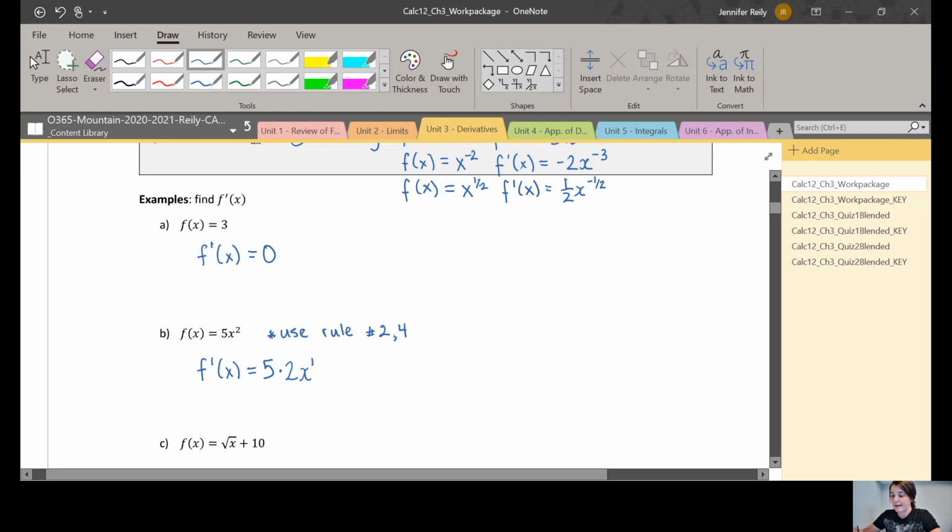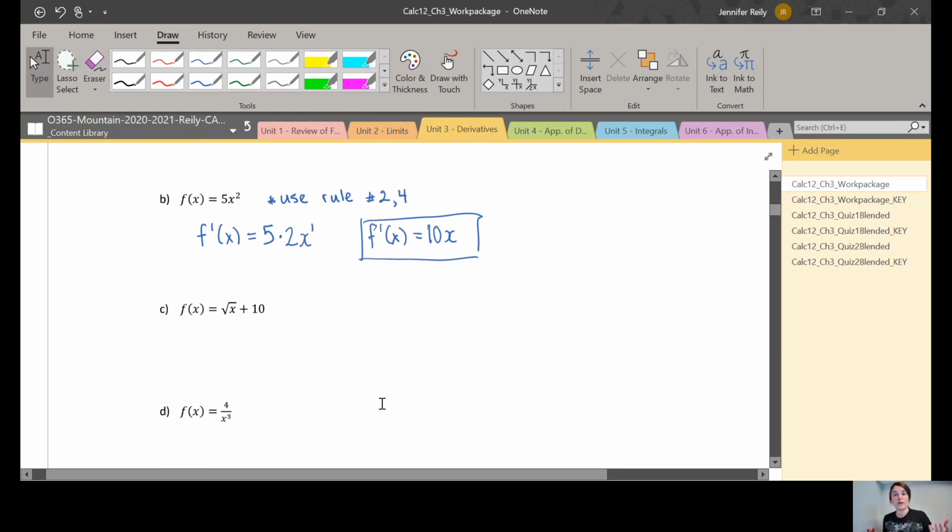And that's your derivative. We shouldn't leave it in this format, though. We should combine the 5 and the 2 together. So let's rewrite this. So 5 times 2 is 10. And we don't need the power of 1 to be written down. We just leave it as x. So that would be your final answer there. Okay.